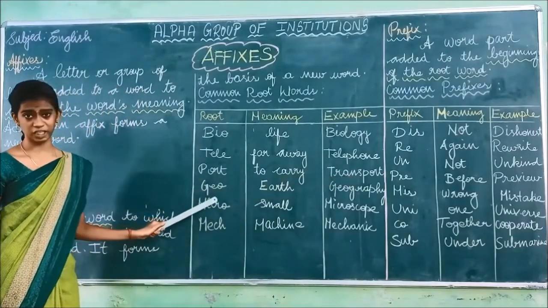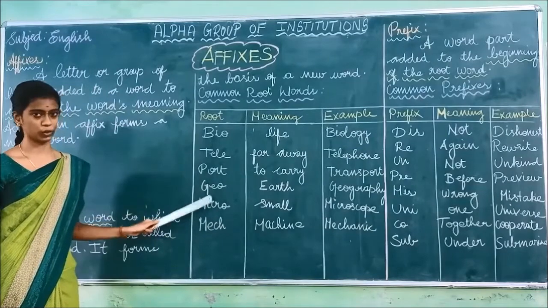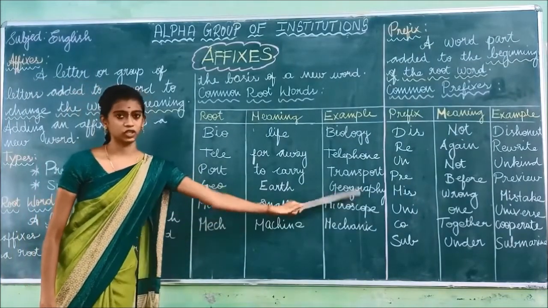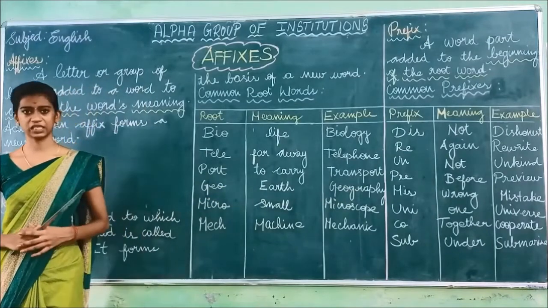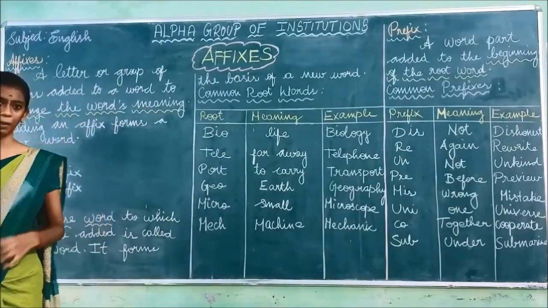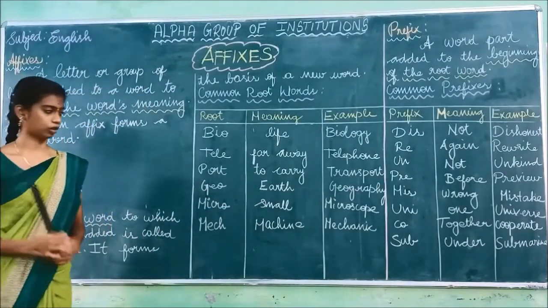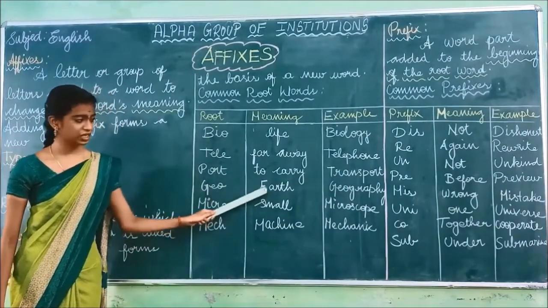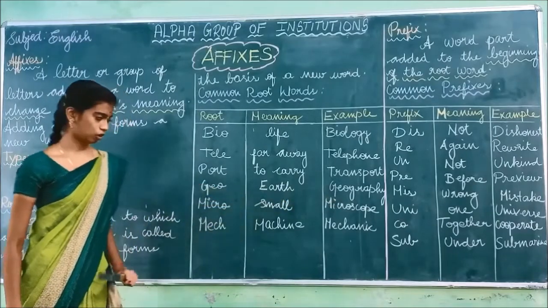And the next one, geo. So geo is a root word. The meaning of geo is earth, and the example is geography. Geography means the study of earth. Okay, the study about the earth is known as geography. So geo is a root word, and the meaning of geo is earth, and the example is geography.